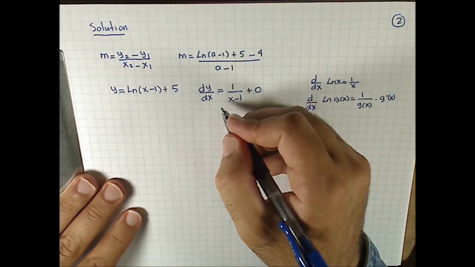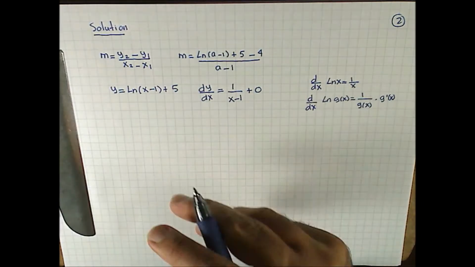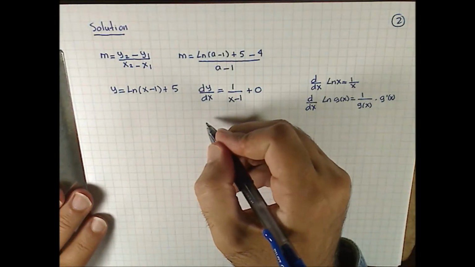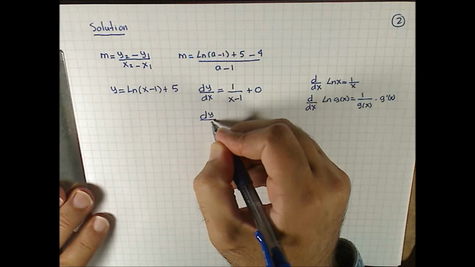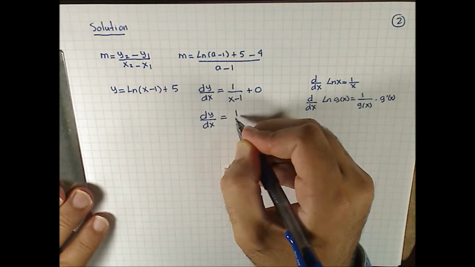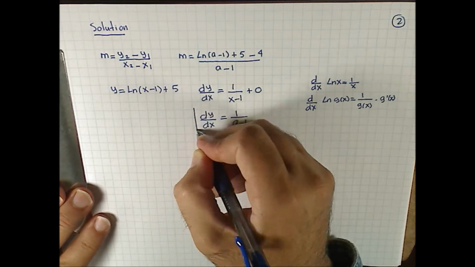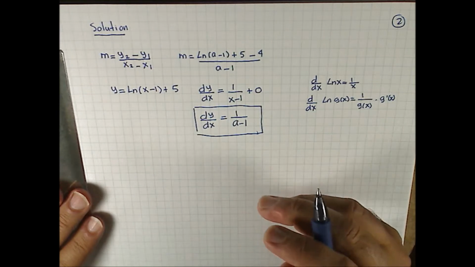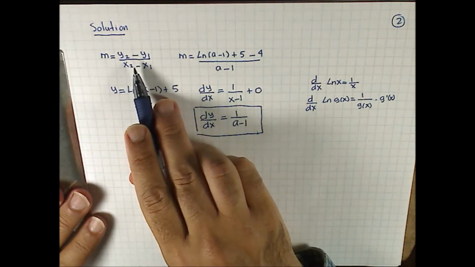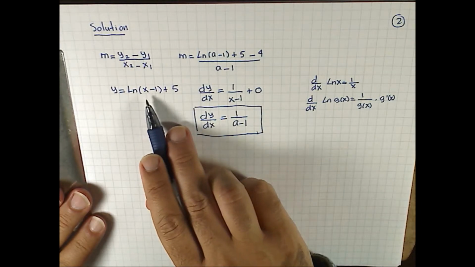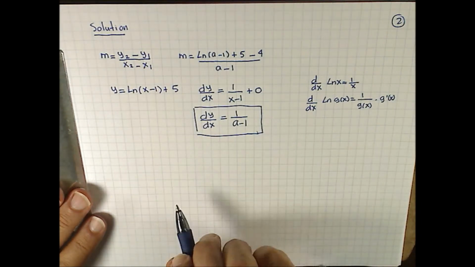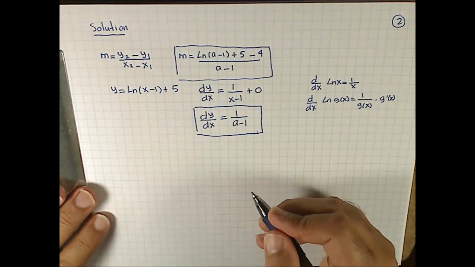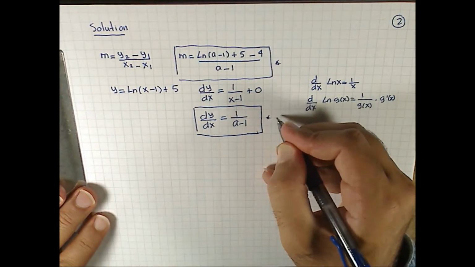Now evaluate this derivative at the point of tangency at x equals a, which is at this point here. Okay, so we get dy dx is equal to 1 over a minus 1. Now the key point when you're doing this type of question is to find the slope in 2 different ways: 1, using the slope formula, and 2, using the derivative, and equating those 2 quantities. So now we have 2 expressions for the slope. This one and this one. Let's call this star, and this one double star.